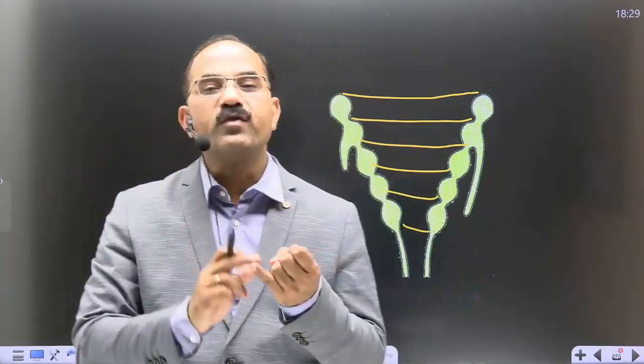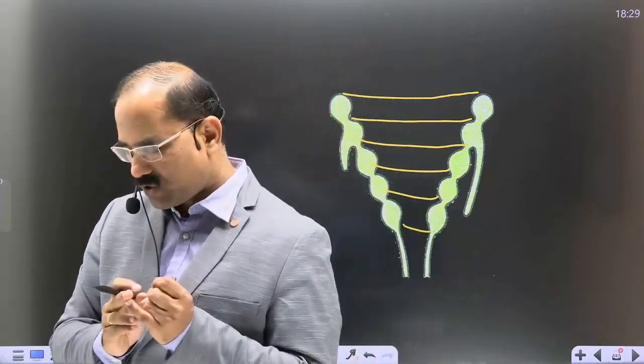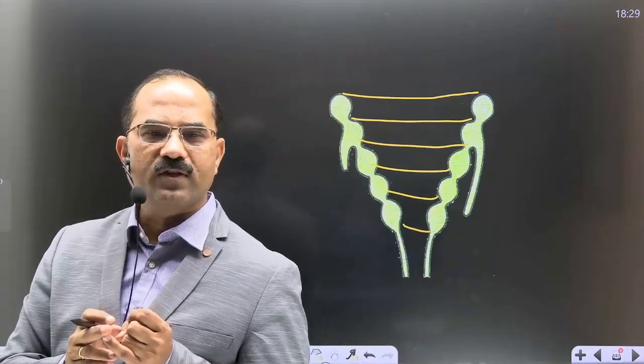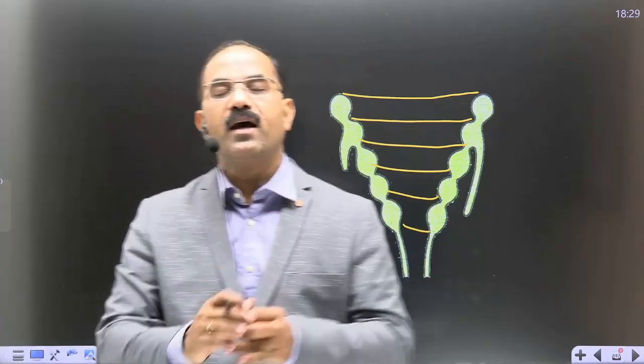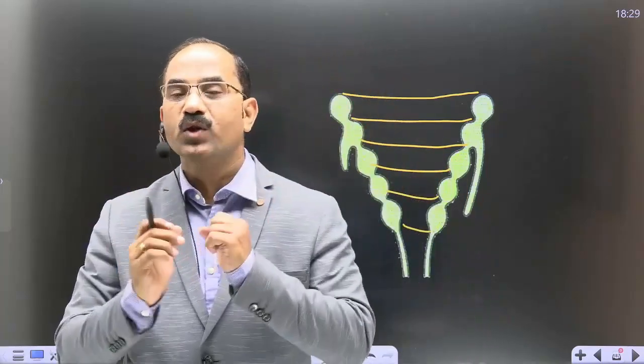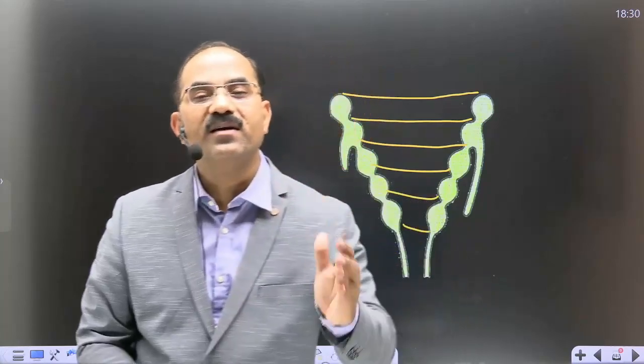Which is the nerve of the first arch? We have been discussing this since many lectures. Nerve of the first arch is the mandibular nerve. Second arch, facial nerve. Third arch, glossopharyngeal. Fourth arch, superior laryngeal. And the nerve of the sixth arch is recurrent laryngeal. Clear?